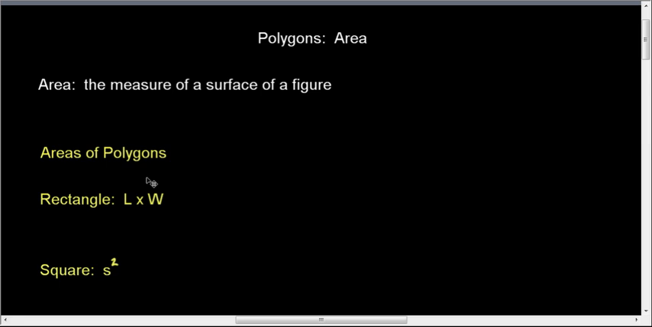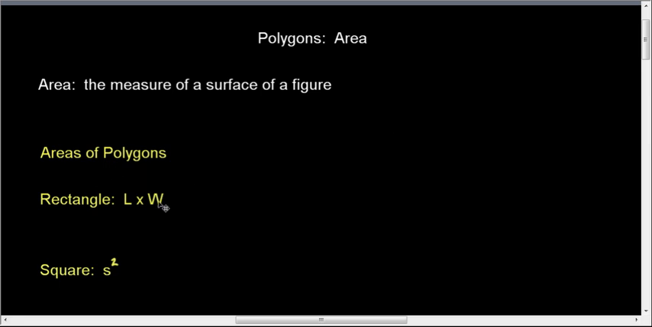And so, in general, the area is the measure of a surface of a figure. And right now, we're just talking about planar geometry. We're not talking about solid geometry or any of the non-Euclidean geometries. But just in planar geometry, the area is the measure of a surface of a figure.